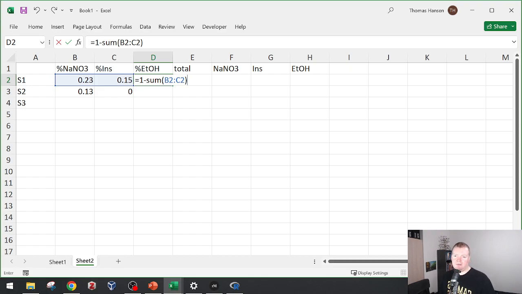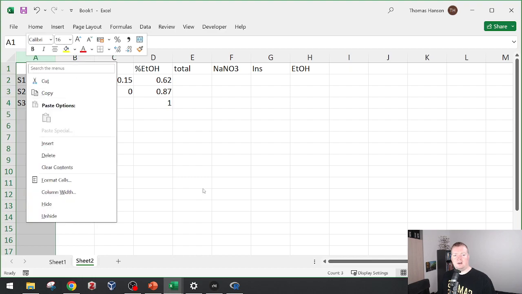Because when we have 20 components, it's much easier than having to go that cell minus that, minus that, minus that, and click all the way through. So here I just sum up all of the others. There we go. And fill it down. And actually we can fill it down to there.